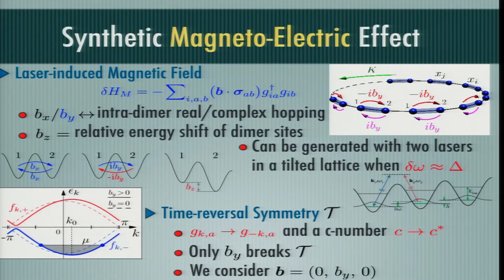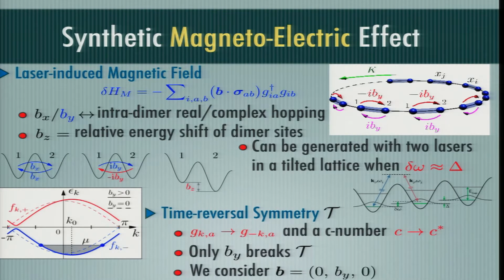The third thing I want to tell you is that there is a new effect that you can get. Indeed, it's a kind of synthetic magnetoelectric effect. It's synthetic because, of course, there is no charge here or anything like that, and there is no real magnetic field, okay? But you can imagine that you apply a magnetic field like this in your optical lattice. This can be done with lasers; there is no problem to do that.